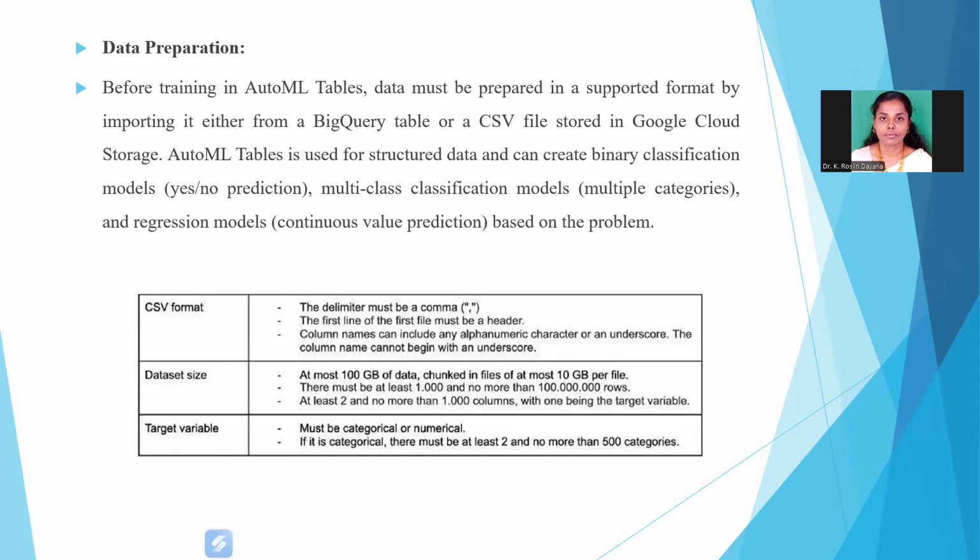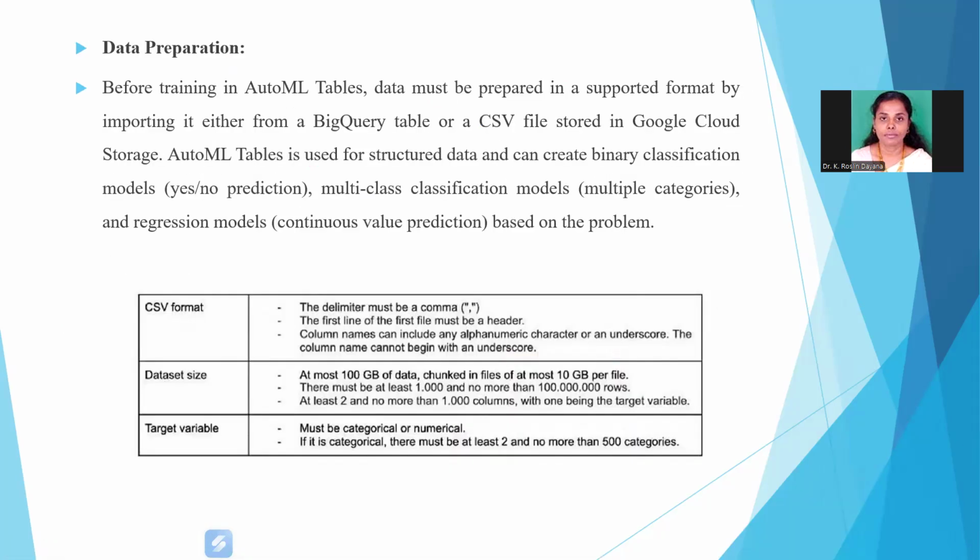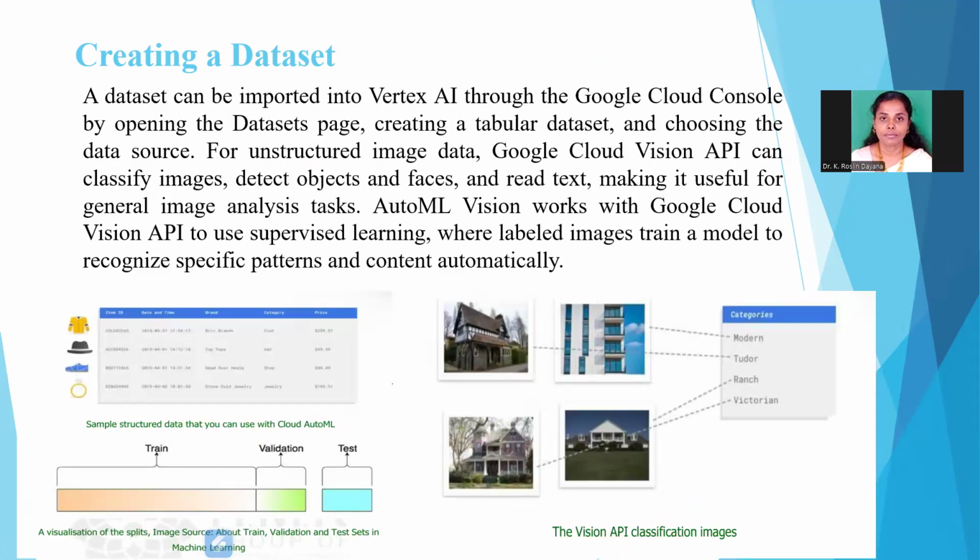There must be at least 1,000 and no more than 100 million rows, and at least two and no more than 1,000 columns, with one being the target variable. The target variable must be categorical or numerical. If it is categorical, there must be at least two and no more than 500 categories. Minimum 2 to 500 categories can be there in the table.